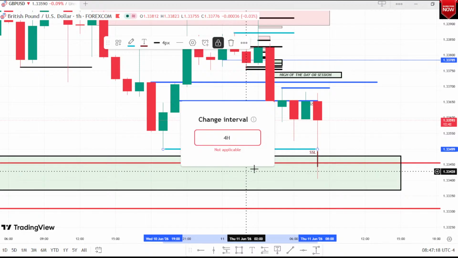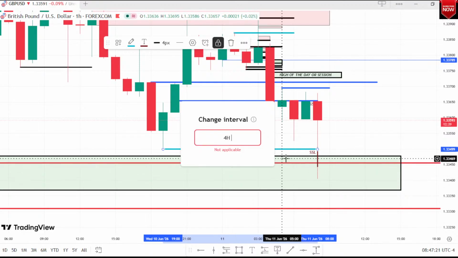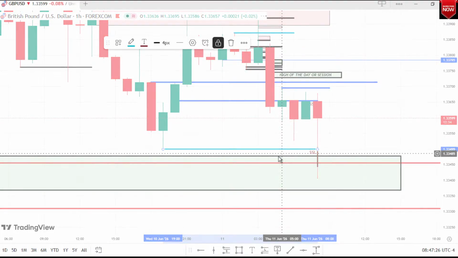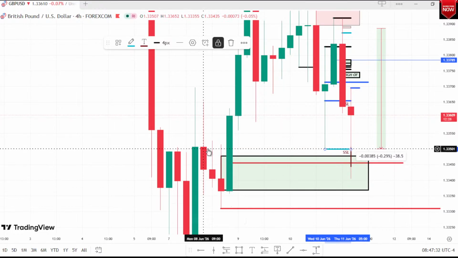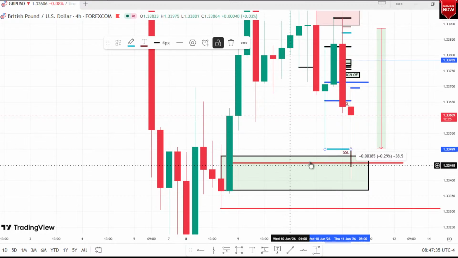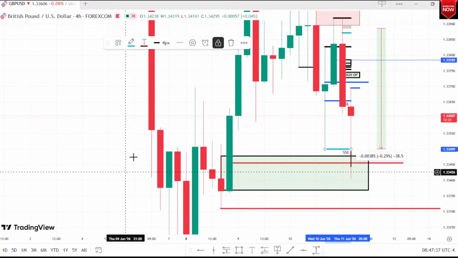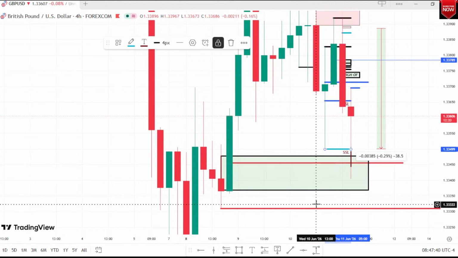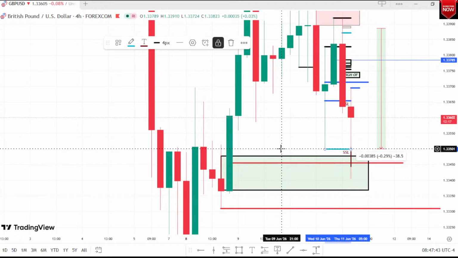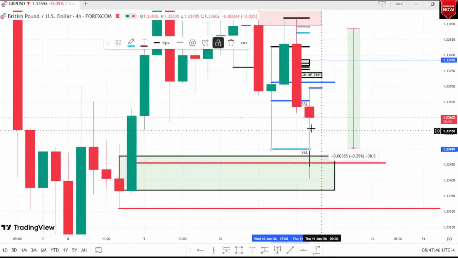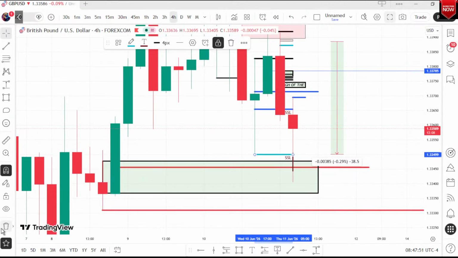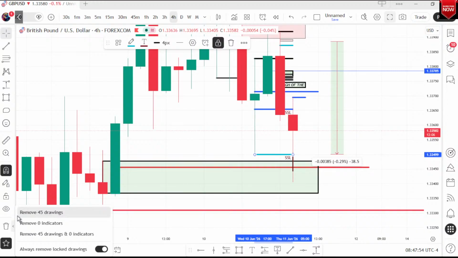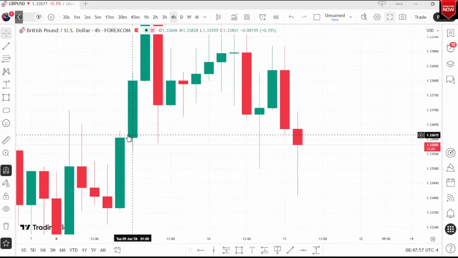4H. You see here we have a mitigation block. This is a mitigation block. Then let me remove that. Just a minute. Now let me delete everything. It's 45. I deleted everything.